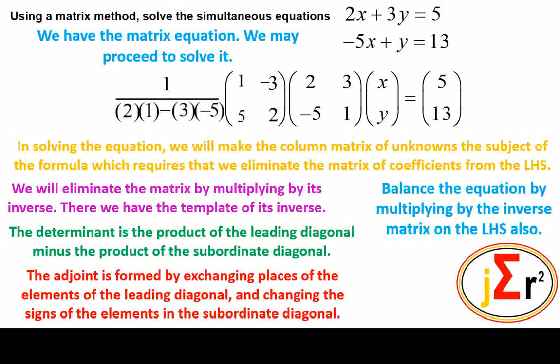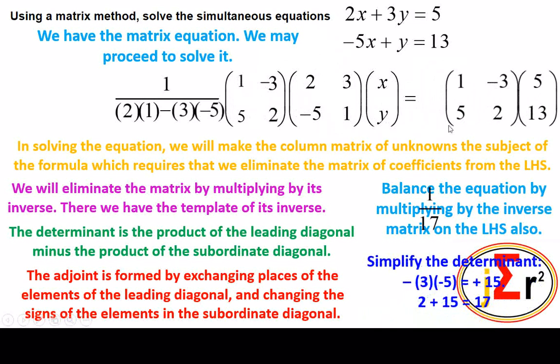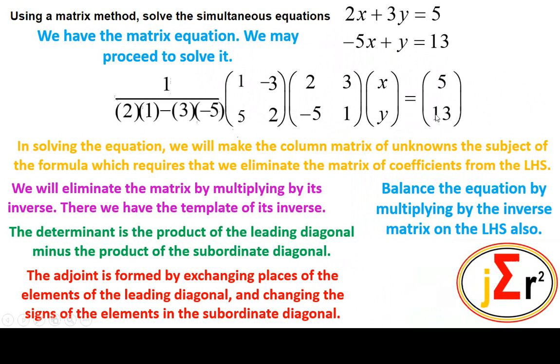Balance the equation by multiplying by the inverse matrix on the right-hand side also. This equation will be balanced by multiplying by the inverse on the right-hand side. This is the entire inverse. We expect that we are going to multiply by the adjoint on this side, and no doubt later on we will have the simplification of this arithmetic expression right there. Notice what is taking place here.